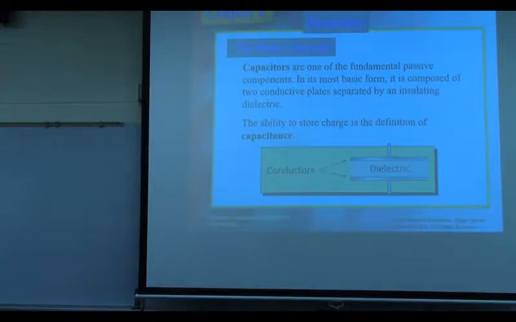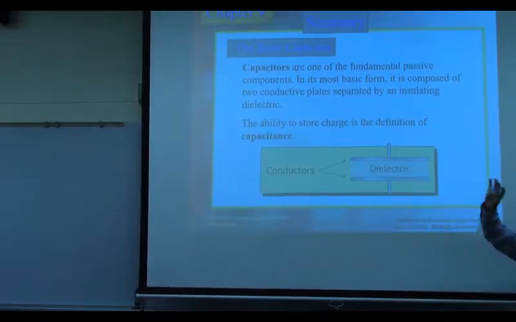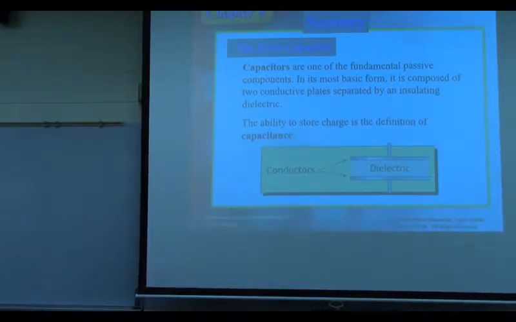In its most basic form, it is composed of two conductive plates separated by an insulating dielectric. The diagram is here, and we have two conductive plates, usually parallel, separated by insulating dielectric material. This is the most basic form, but in general, any two conductors separated by some medium can be considered a capacitor. Like you and me, separated by some distance, we two form a capacitor.